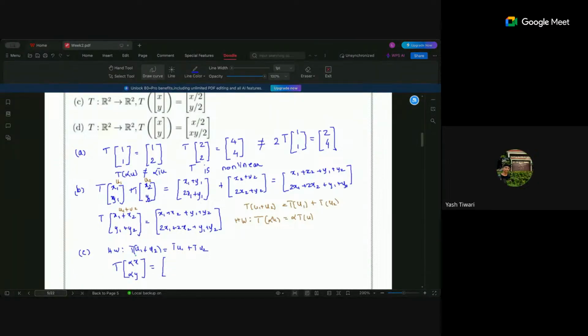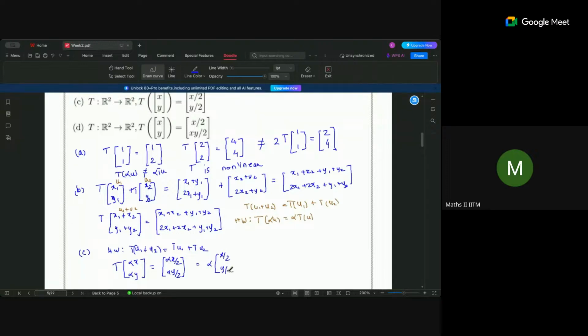It's alpha x by 2, alpha y by 2. Good. Now we can simply take the alpha out of this vector and you will have simply x by 2 and y by 2, which is nothing but T of x comma y. As simple as that. You have done the scalar multiplication part.